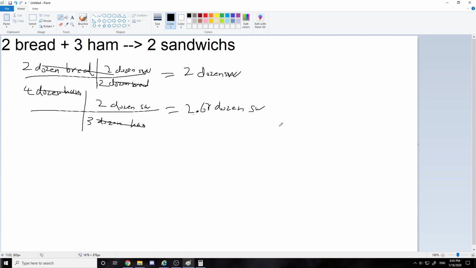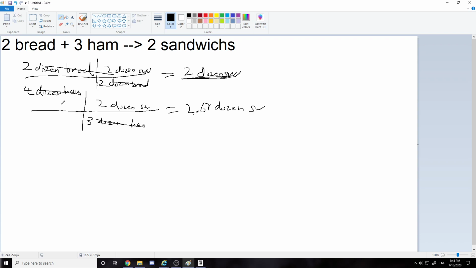So which one can make us more sandwiches? Obviously our supply of ham. But can we utilize all our supply of ham? No, we ran out of bread because that can only make us 2 dozen. After 2 dozen slices of bread, or 2 dozen sandwiches, we ran out of bread. There's no more bread left. That means we have some leftover ham. How do we find out how much ham is left over?